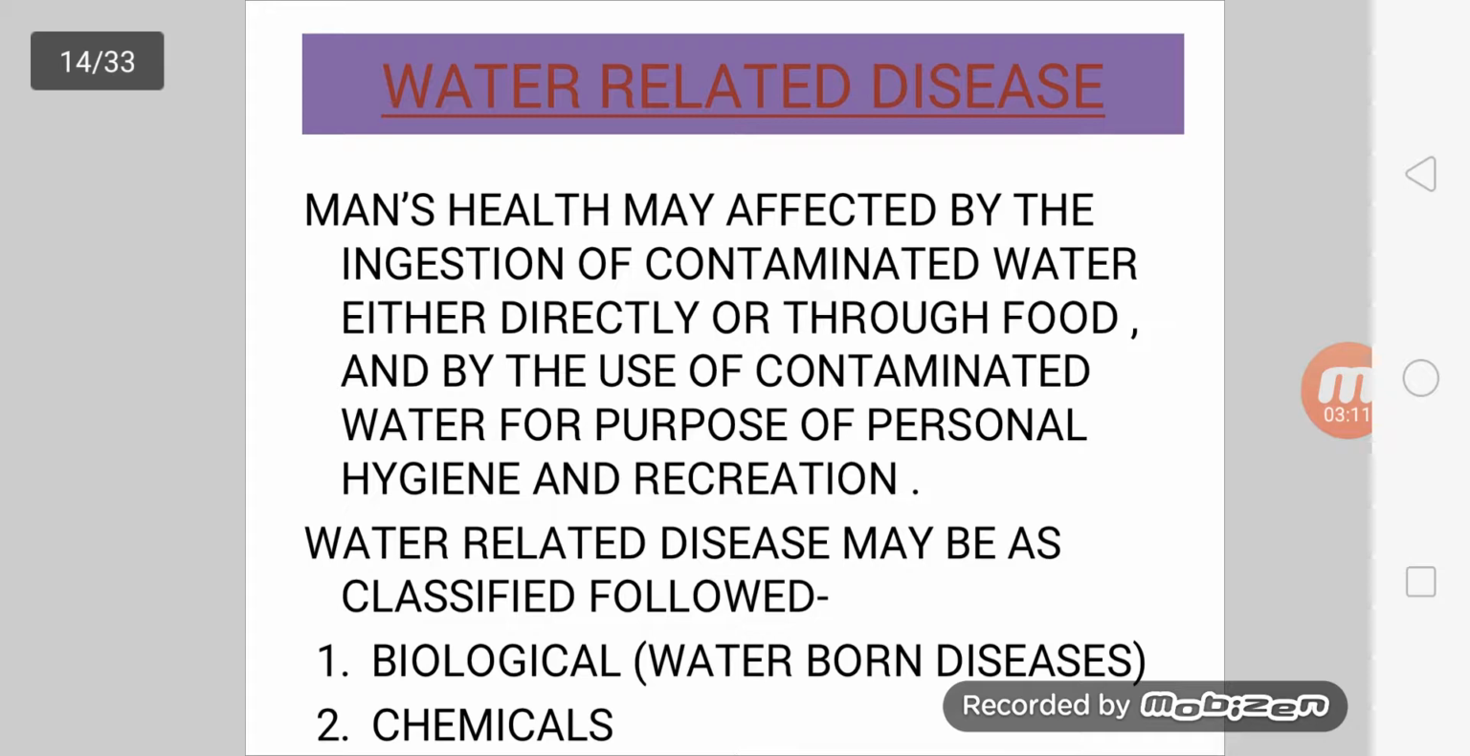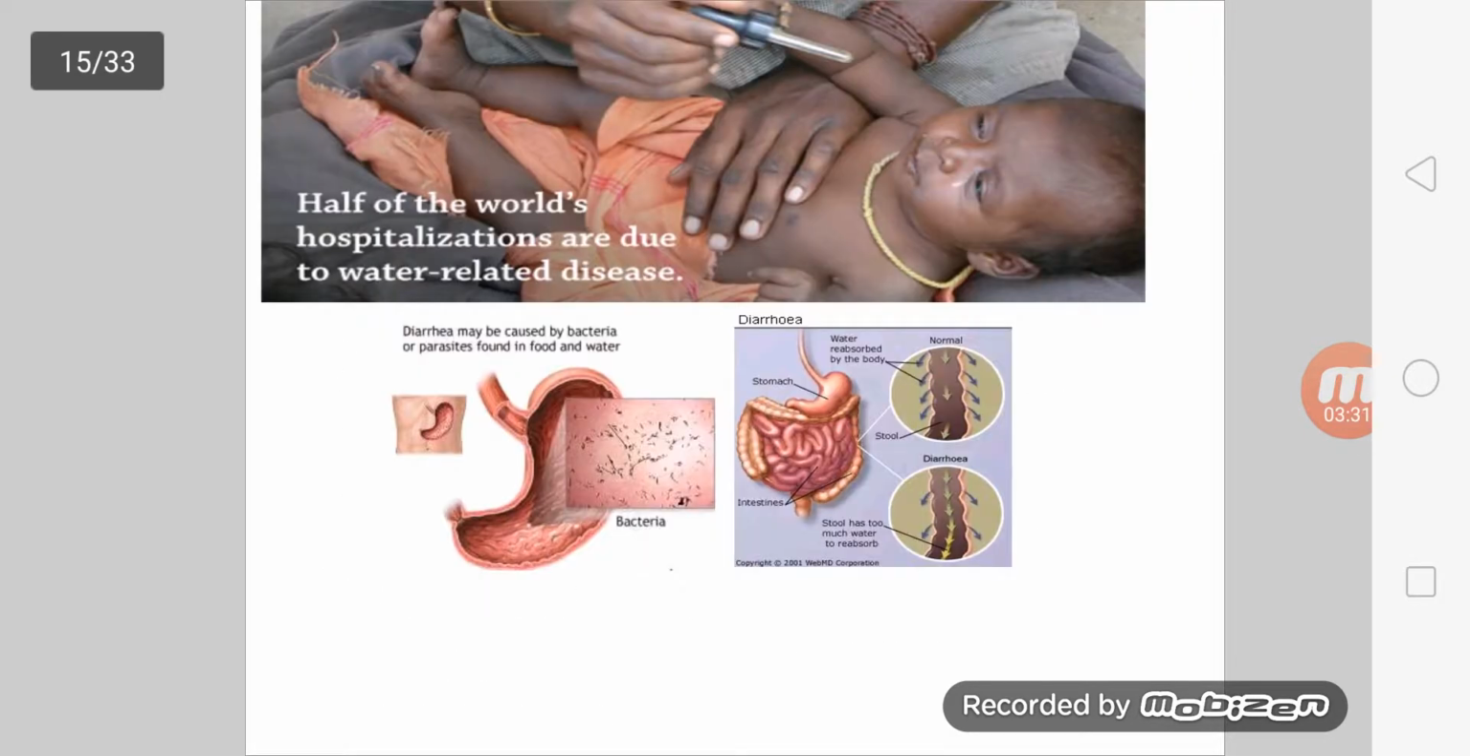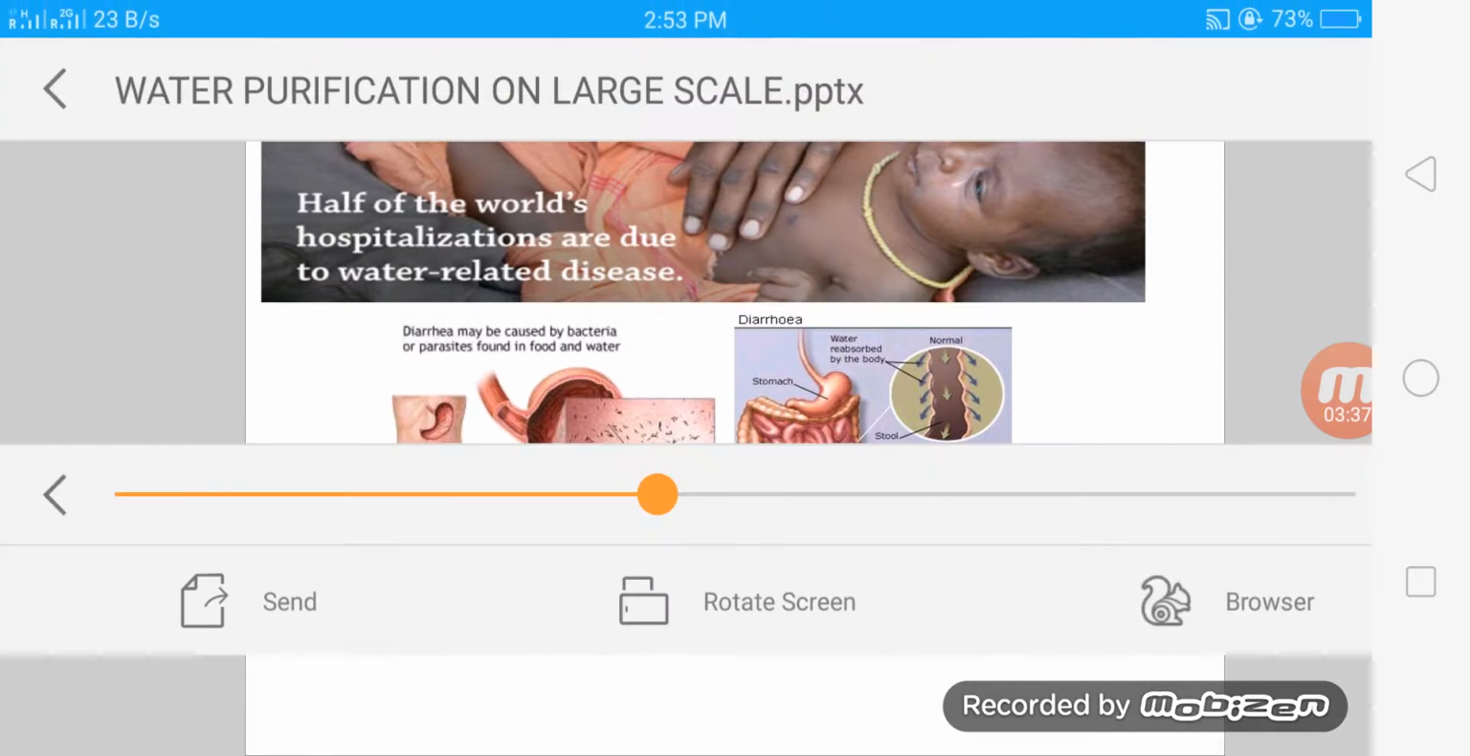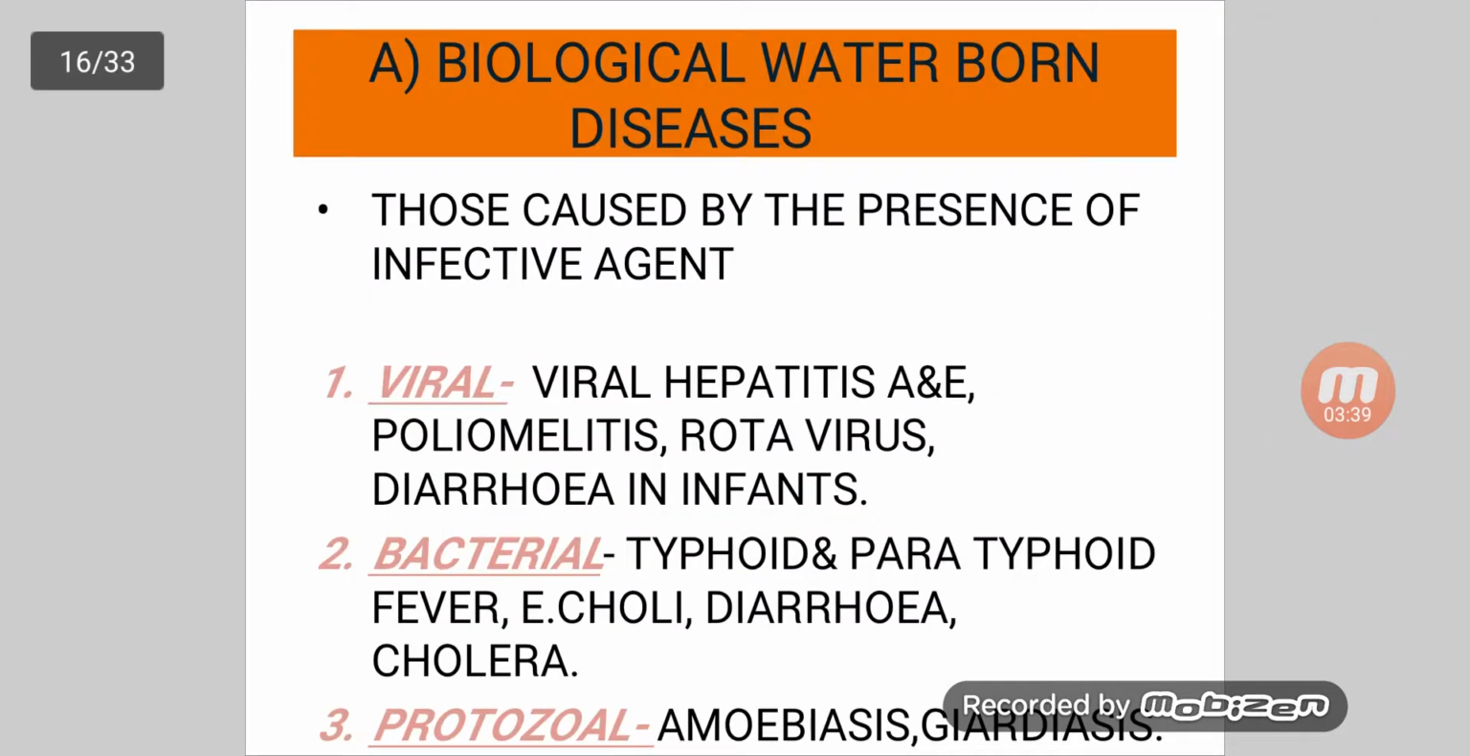Water related diseases. Human health may be affected by the ingestion of contaminated water either directly or through food, and by the use of contaminated water for purposes of personal hygiene and recreation. Water related diseases may be classified as follows: biological, waterborne diseases, chemicals. The picture shows how waterborne diseases affect the person.